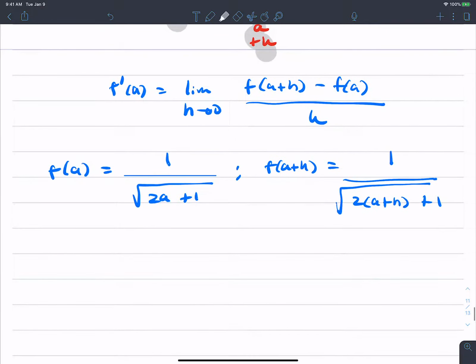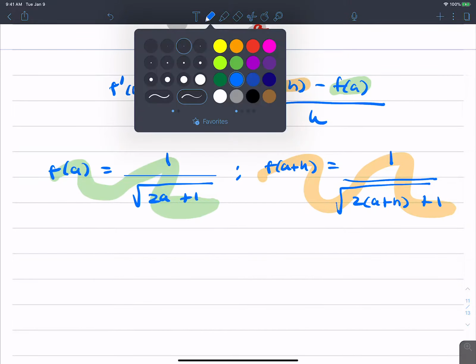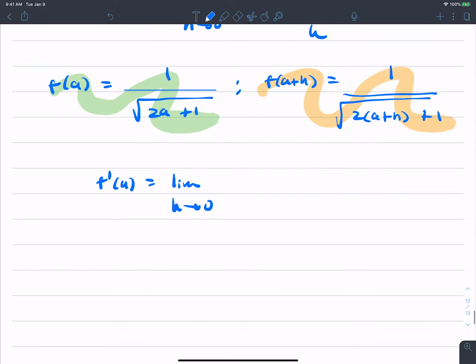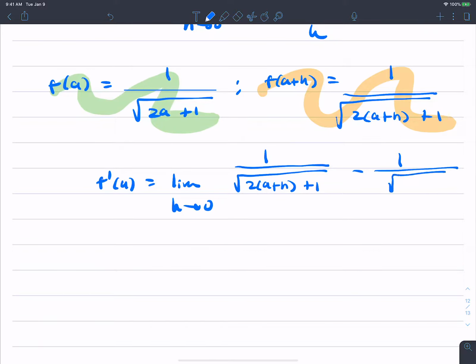All right. So let's go with this. We'll call that green. This one is green. It goes here. You guys already know that. Here's my orange. It goes in here. You know that already too. So f prime of a is that limit as h goes to 0. Let's plug everything in, right? 1 over the square root of 2(a plus h) plus 1, minus 1 over the square root of 2a plus 1. This is everything over h.